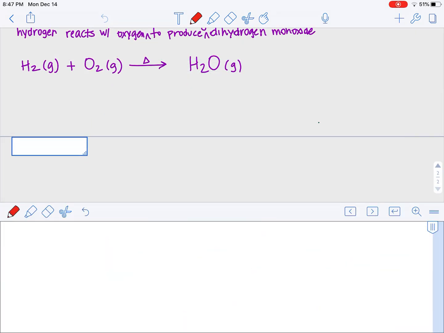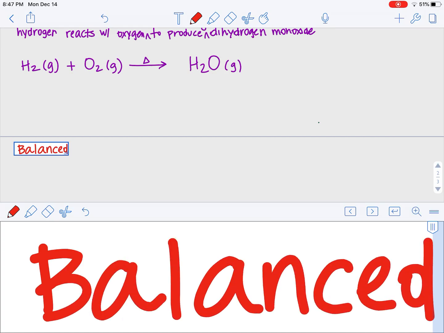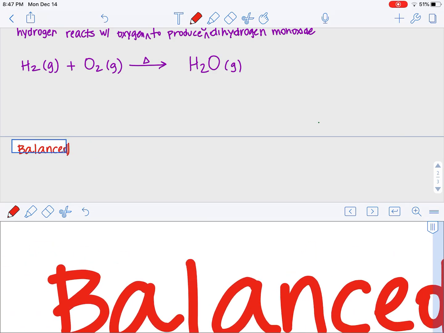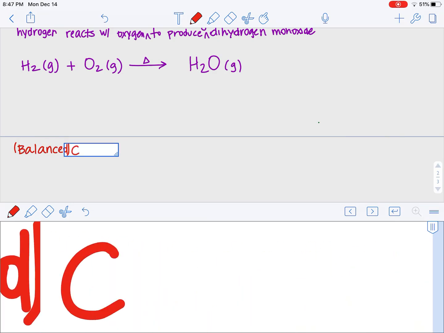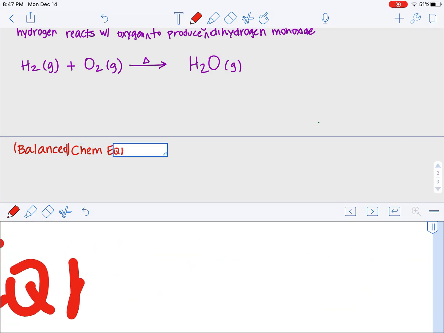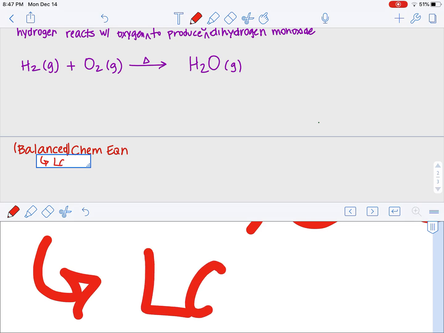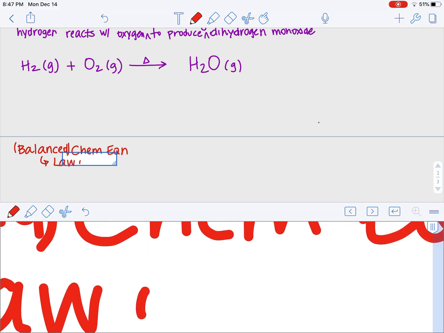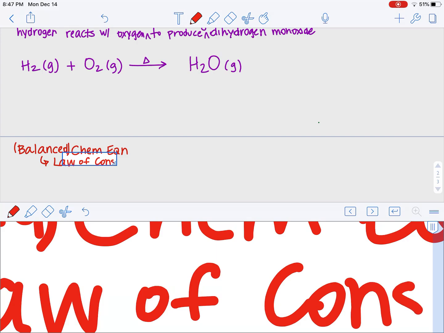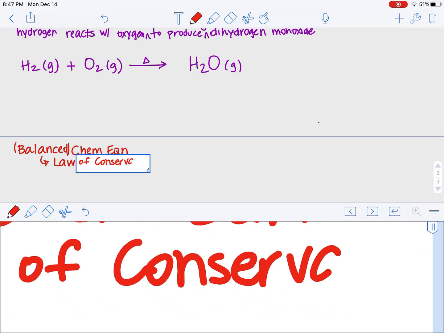So let's start our notes from there. The balanced chemical equation, and remember that word balanced is not always there. Whenever you see chemical equation, you know that means balanced. And we had said that this upholds the law of conservation of matter.